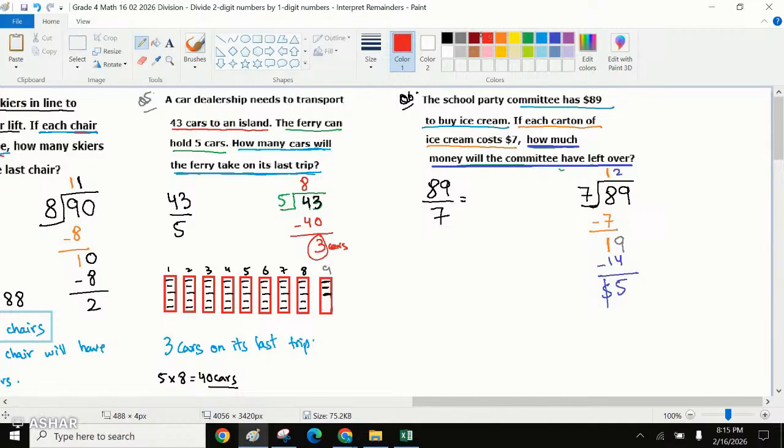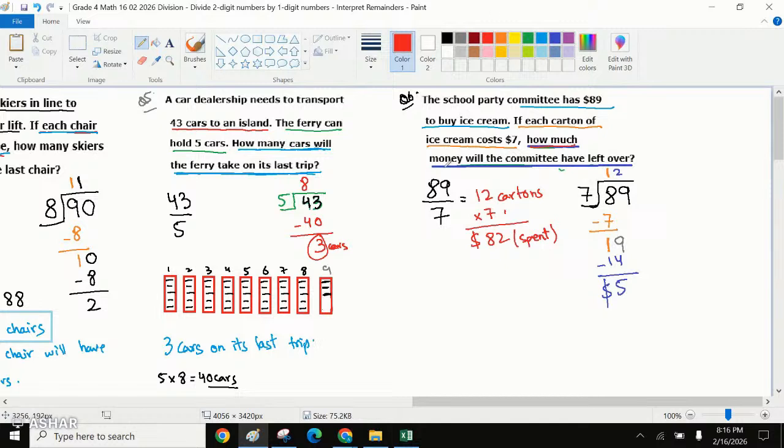So what they did was they bought 12 cartons, right? But the question is not asking us how many cartons they did buy. The question is asking us how much money was left at the end, right? 12 cartons multiplied by 7, that they spent $82. Agreed? This is the money spent.